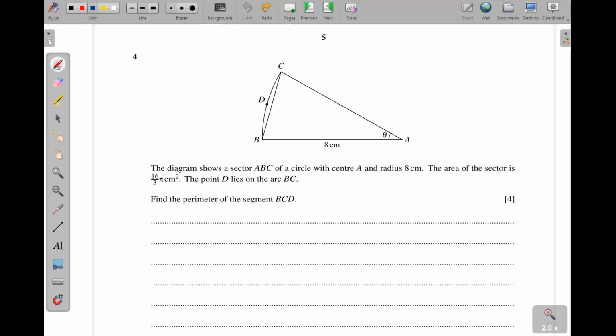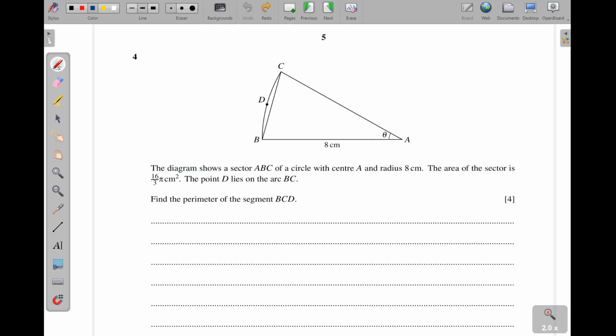Question 4 is coming from circular measure. The diagram shows a sector ABC of a circle with center A and radius 8 centimeters. The area of the sector is 16 pi over 3 centimeters squared. The point D lies on the arc BC. Find the perimeter of the segment BCD.